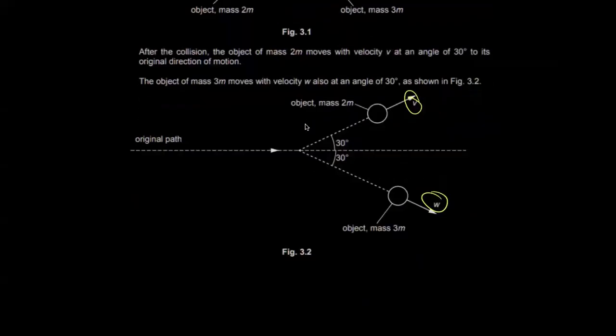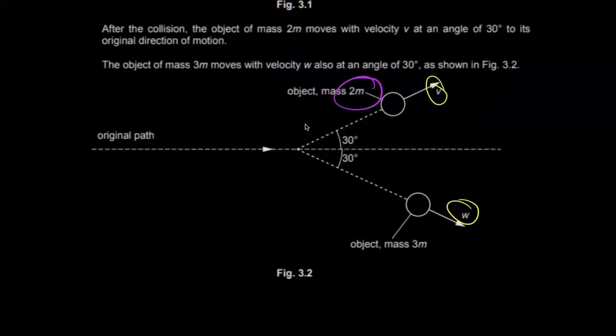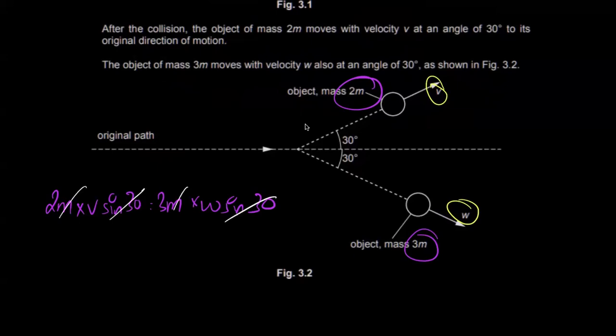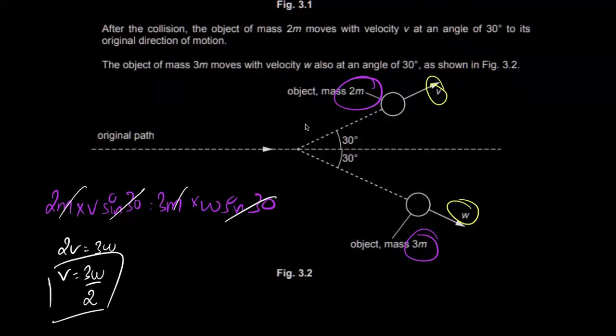Let's equate 2m into v sin 30 is equal to 3m into w sin 30. These two are just gonna cancel each other out. Cancel हो गया. I can make one of these the subject. So 2v is equal to 3w, so v is equal to 3w over 2. ये clear है? Is this clear? How I got v?